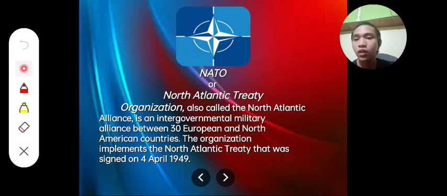The next is NATO. It is the North Atlantic Treaty Organization and is also called the North Atlantic Alliance. It is an intergovernmental military alliance between 30 European and North American countries. The organization implements the North Atlantic Treaty, which was signed in April 1949. So it is an organization involving 30 European and North American countries.